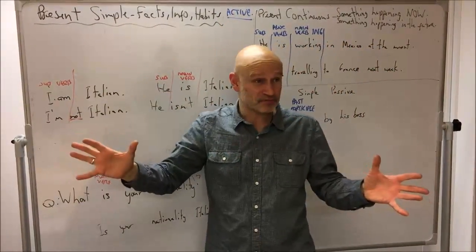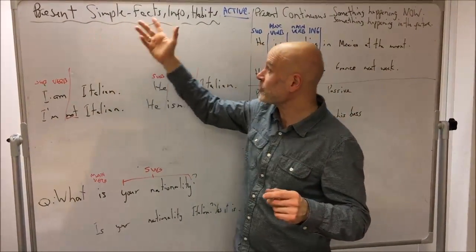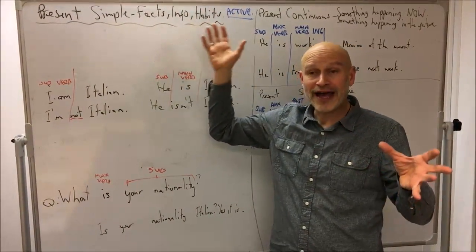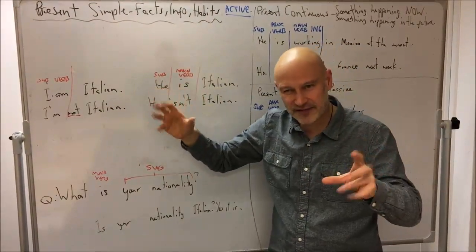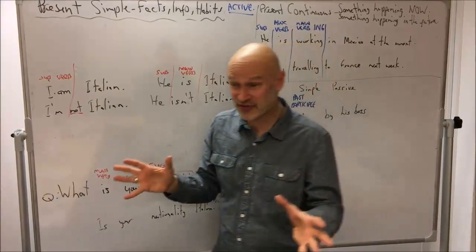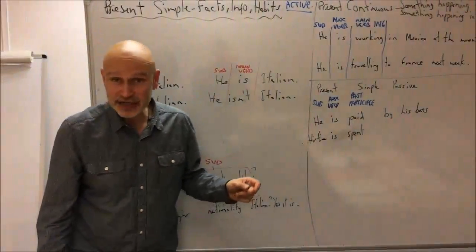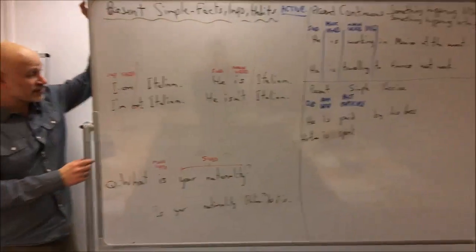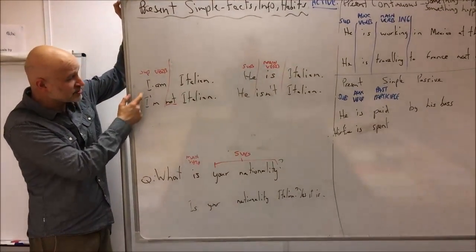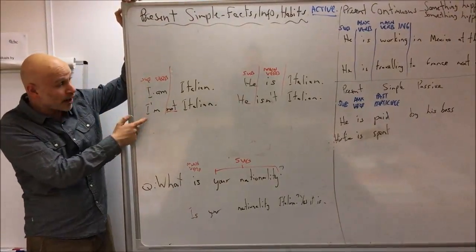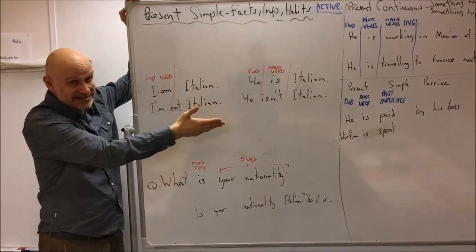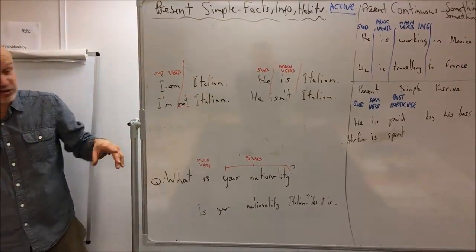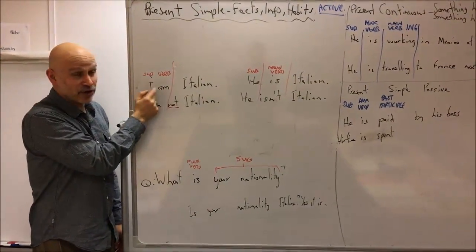But present simple, yeah, when we use present simple we talk about facts, information, truth, habits and stuff like that. Whether it's active or passive, we do the same thing. But here's an example of present simple active. Here's a sentence: I am Italian, or I'm not Italian, or he is Italian, he isn't Italian. Present simple with the verb to be is just made up of the subject and the verb.